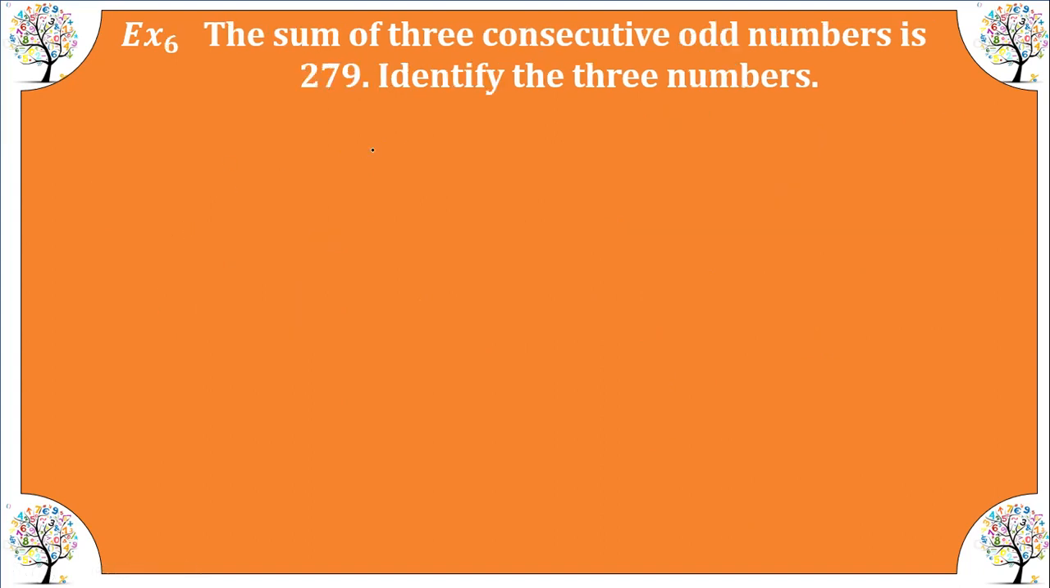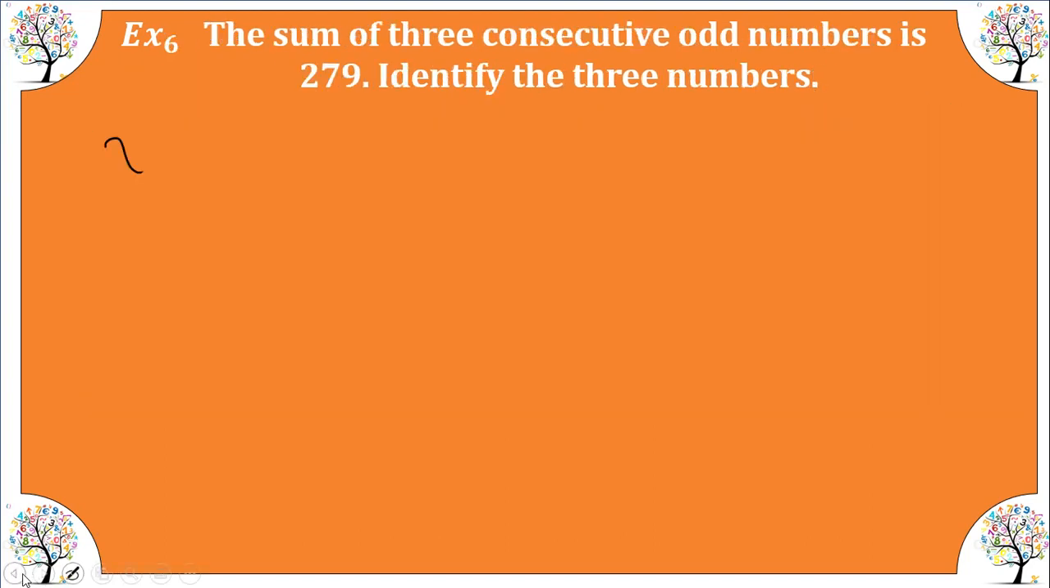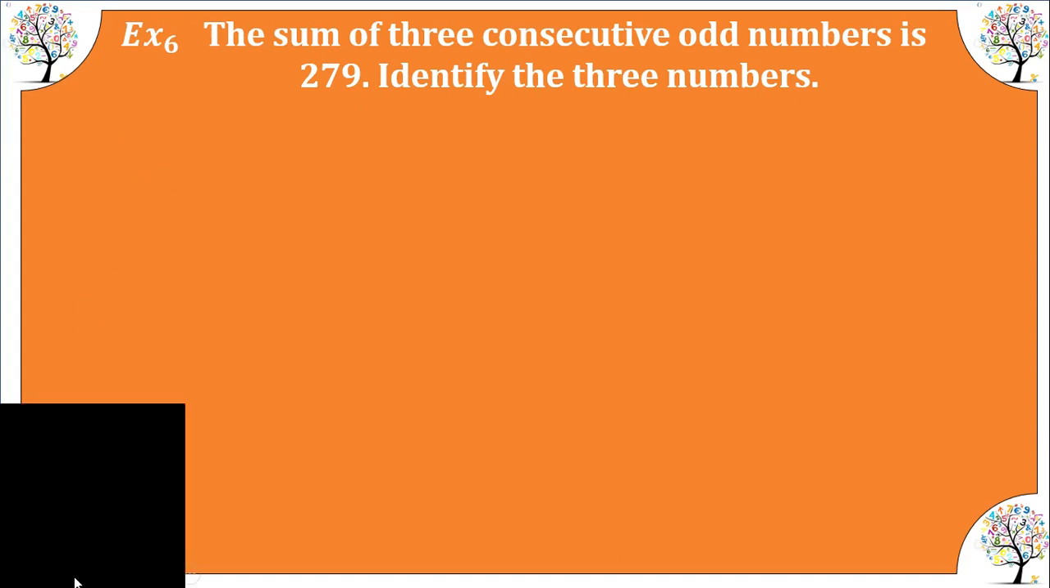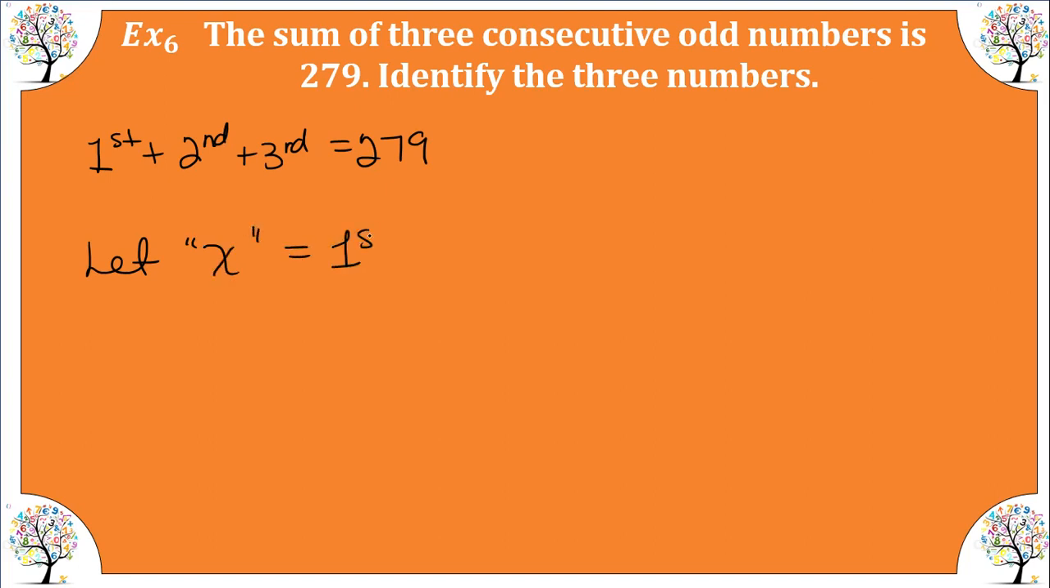The sum of 3 consecutive odd numbers is 279. So this time we're going to have our first number. Let's do our formula. We're going to have our first number plus our second number, but these are going to be odd, plus our third number equals 279. So again, let's just start and let x equal our first number.